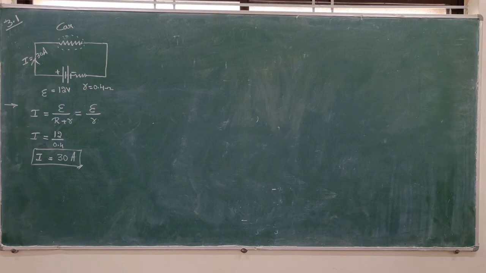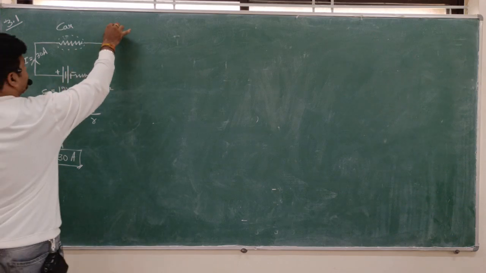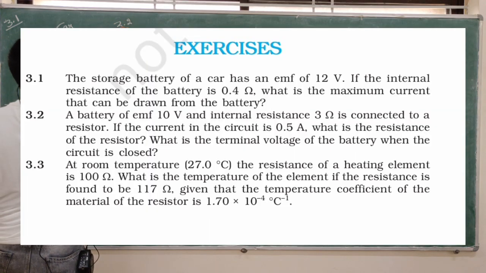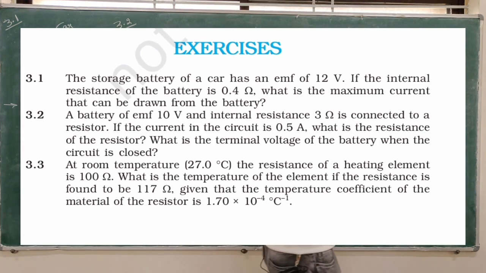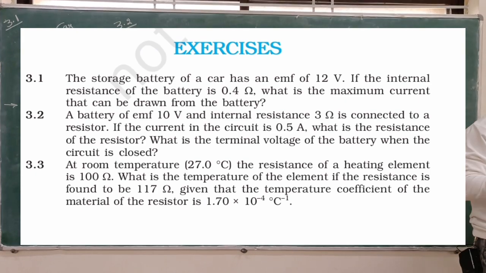This is 3.1. Next, 3.2. The question is, a battery of EMF 10 volt and internal resistance 3 ohm is connected to a resistor. If the current in the circuit is 0.5 ampere, what is the resistance of the resistor? What is the terminal voltage of the battery when the circuit is closed?